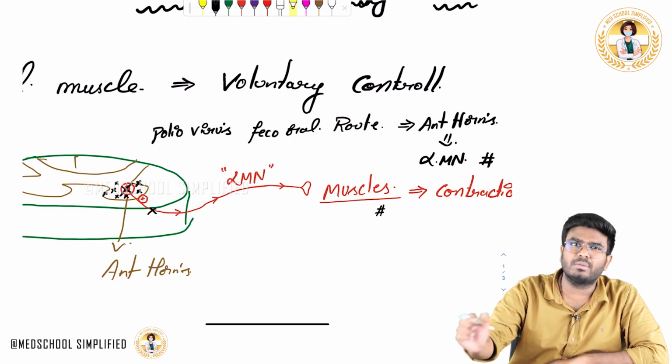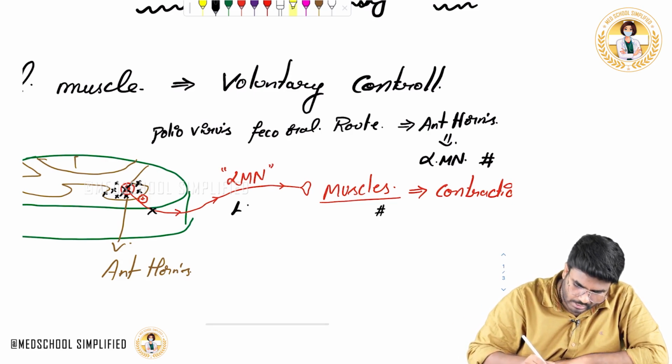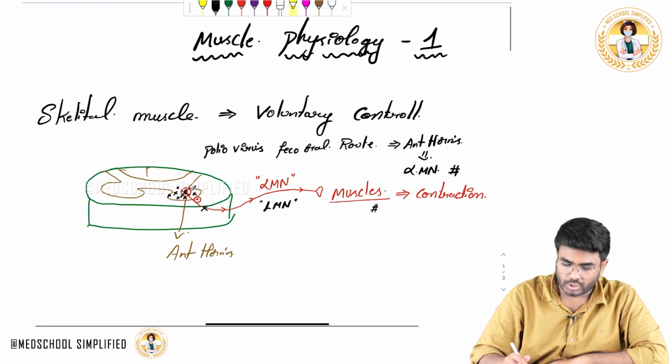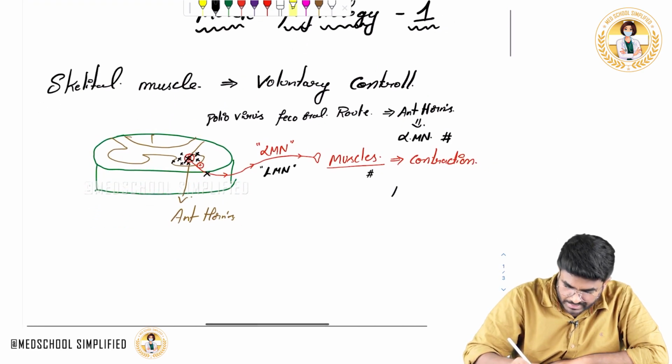These alpha motor neurons are nothing but the lower motor neurons. Remember, alpha motor neurons are the lower motor neurons. So the lower motor neurons are damaged. So muscles cannot contract now. So that will cause paralysis.